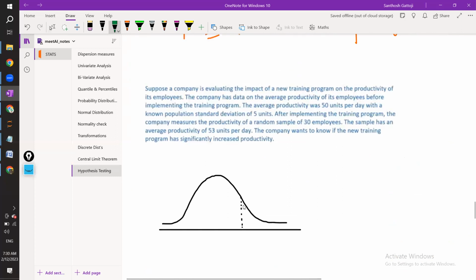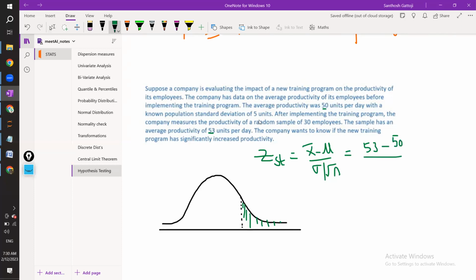So in this scenario, you have the test statistic. What is our test statistic? How did we get the Z statistic, which is also called the test statistic? It is x bar minus mu by sigma by square root of n. So x bar is the sample mean, which is 53, minus 50, the population parameter. And sigma is the standard deviation. What did they give? The standard deviation of 5, and square root of 30. So when you do this, you will get something around 3.28. Okay, test statistic.